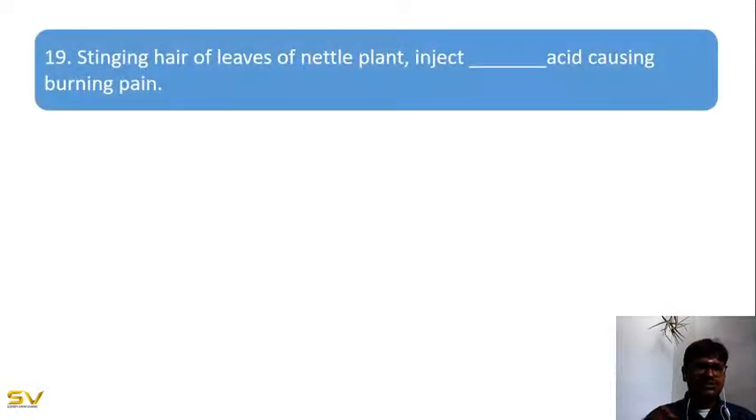Now, stinging hair of leaves of nettle plant injects dash acid causing burning pain. So this is the chemical warfare of the animals, you'll be getting this. So honeybee, even honeybee also stings. Then there will be pain and irritation and burning. Like that, this nettle plant hairs also leave an acid.